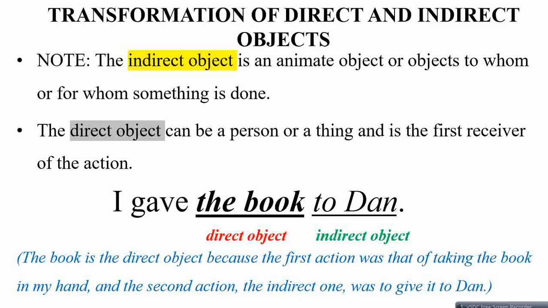I gave the book to Dan. So in that case आपका जो direct object है that is the book, and by now we know that direct object is the one which can be a person or a thing. So here we have a thing, and second he is the one who first receives an action. So the book is the direct object because it's the one on which the first action was received, because the first action was taking the book in my hand. Taking of the book in my hand is the first action. So this is the direct object.